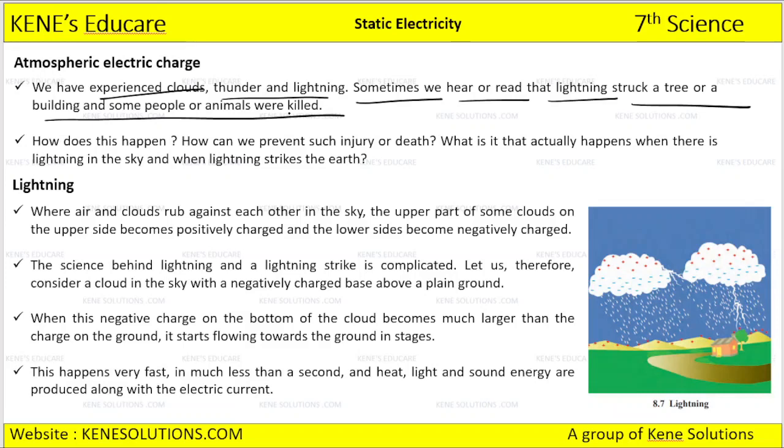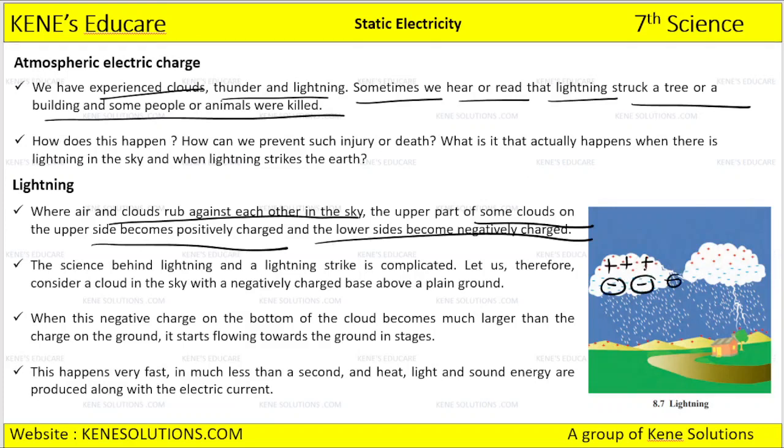So let's talk about lightning. How can we prevent injury or death from lightning? Lightning is what? Air and clouds rub against each other in the sky. When air and a cloud rub against each other, the upper part of some clouds becomes positively charged and the lower side becomes negatively charged. So the upper part of the cloud becomes positively charged and the lower part becomes negatively charged.